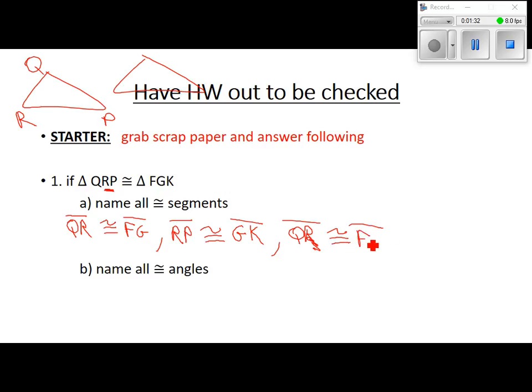Segment FK. So in those two triangles, you know which parts have to be the same. If this segment right here is QR and it's 100 centimeters long, and this segment is FG, then it's got to be 100 centimeters long.